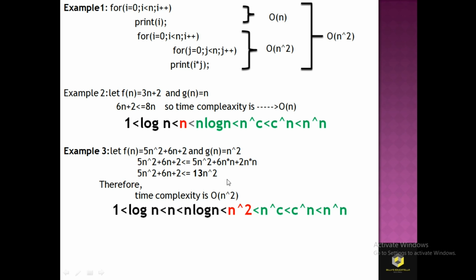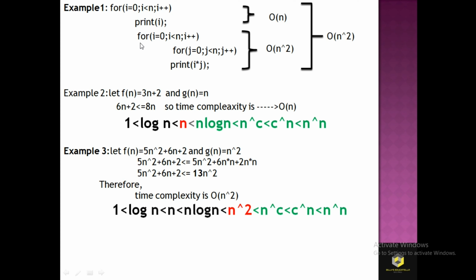Next, let us discuss the examples. Here, for i equals 0, i less than or equal to n, i plus plus, print i. What would you think the time complexity is? The time complexity for printing i is order of 1, but we are considering big O notation. The time complexity must belong to the upper bound. So the time complexity for a loop up to n values is big O of n.